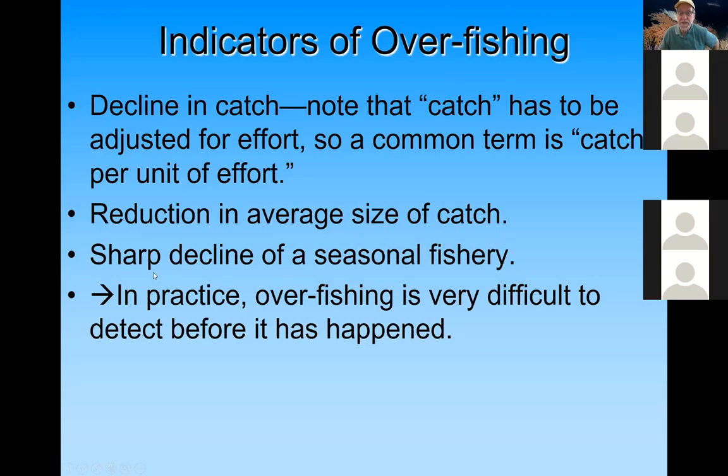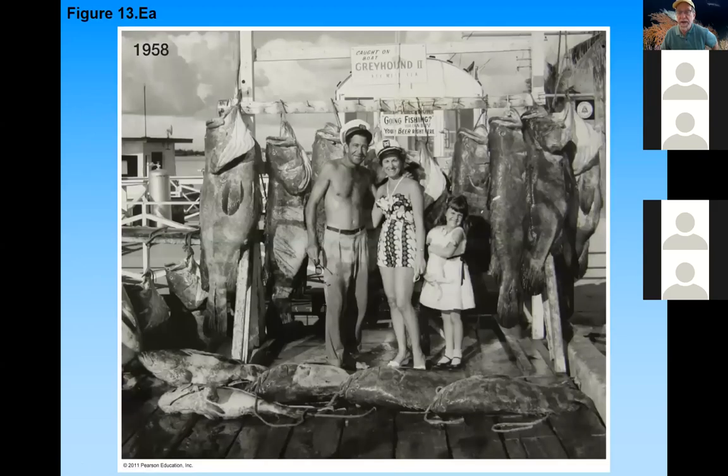We would expect to see sharp declines in seasonal fishing. And in practice, overfishing is very difficult to detect. Usually when you start seeing these indicators, the population has already been reduced. This is one of the things that makes it very challenging to manage fisheries according to these theoretical constraints. We want to look at a different problem in fisheries, and this is a problem of what are called shifting baselines.